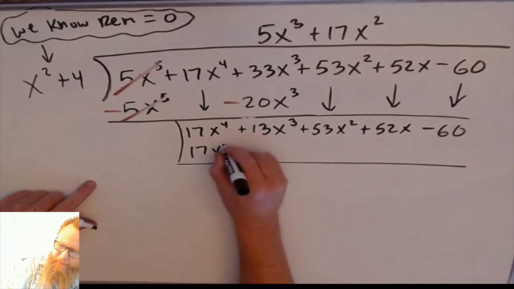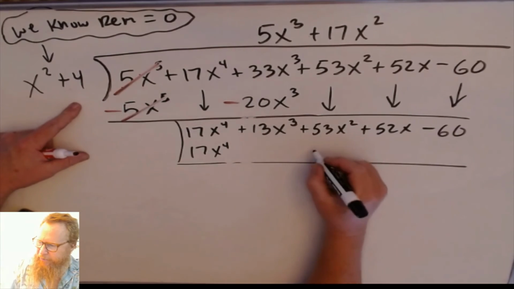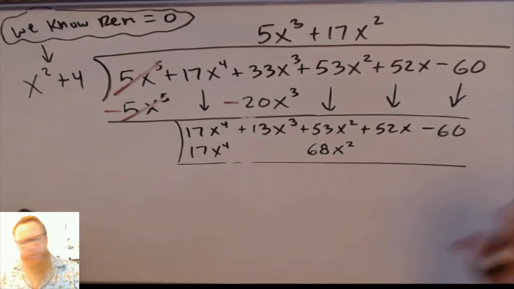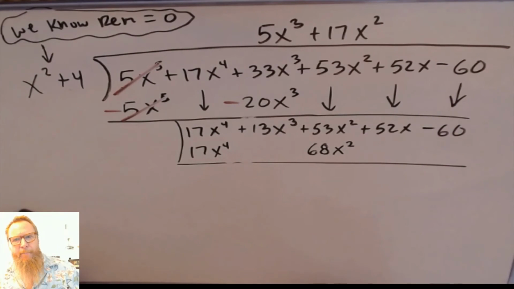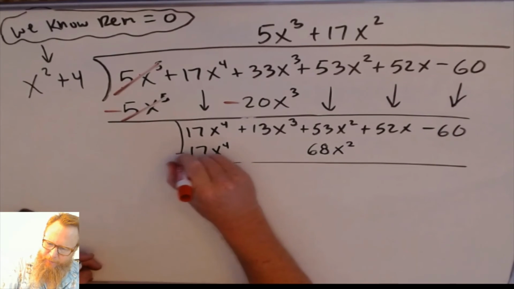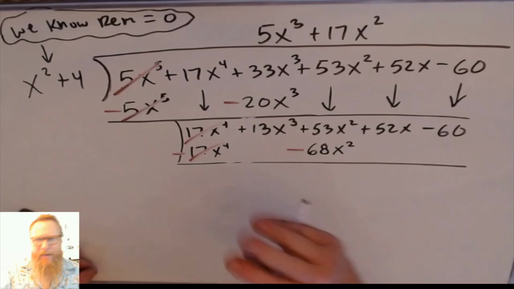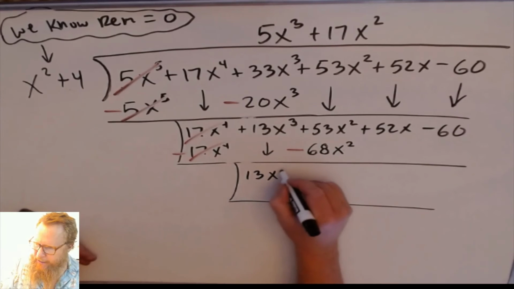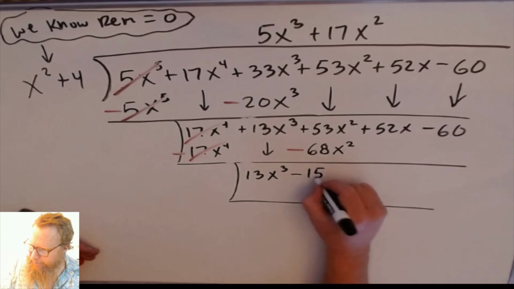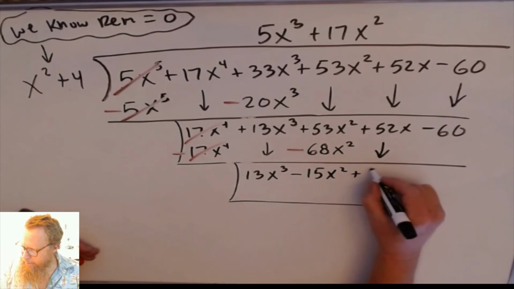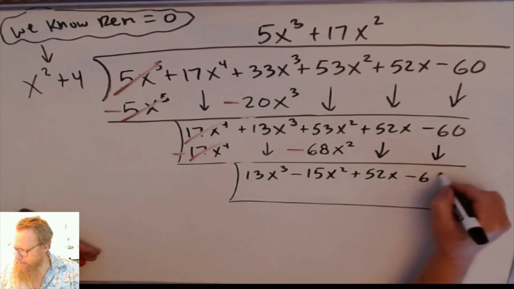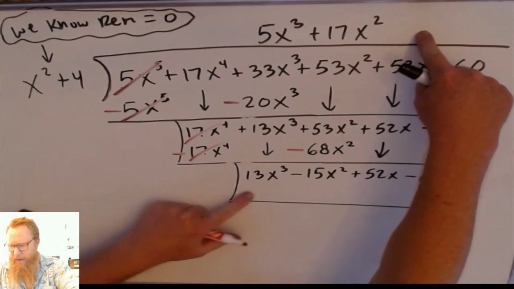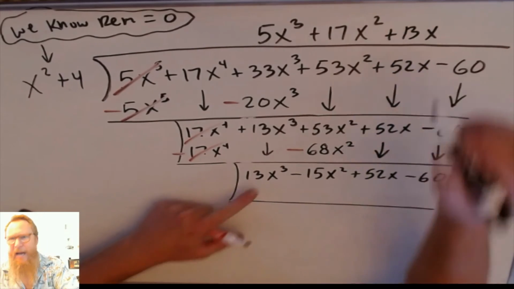Multiply. 17 times 4 is 68. That's not one you typically memorize, but if you have to, use your calculator. Subtract, kill the leader, and then repeat the process. 13x cubed minus 15x squared plus 52x minus 60. And start again. So x squared, 13x cubed, that'll be 13x.